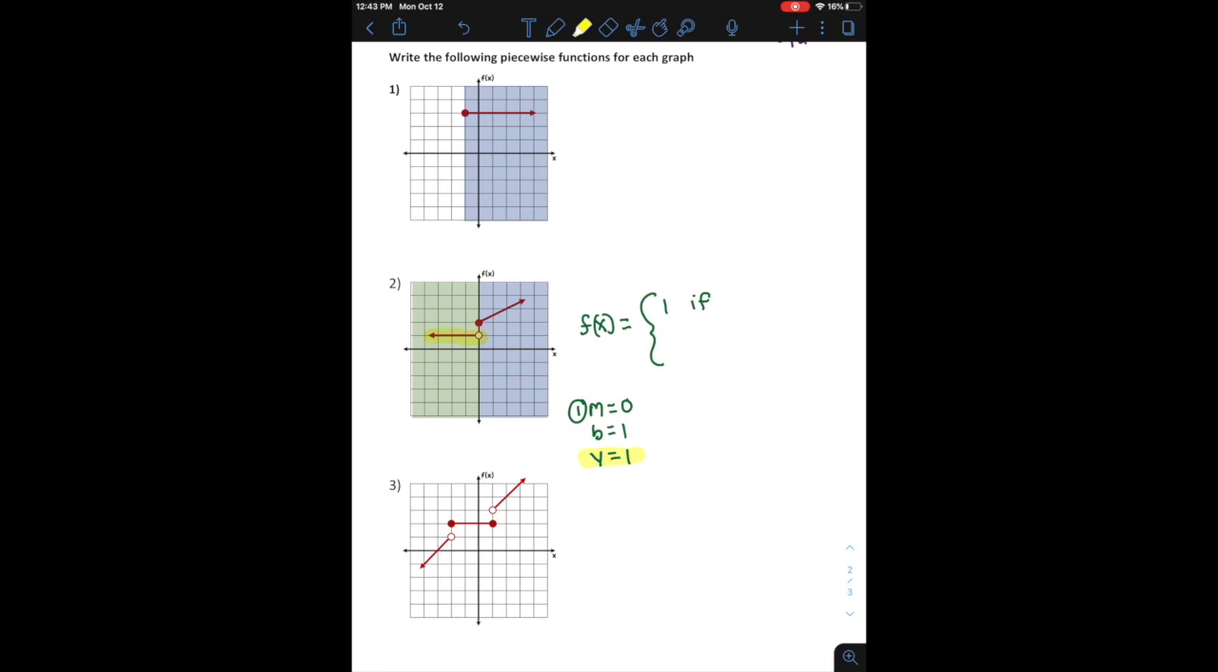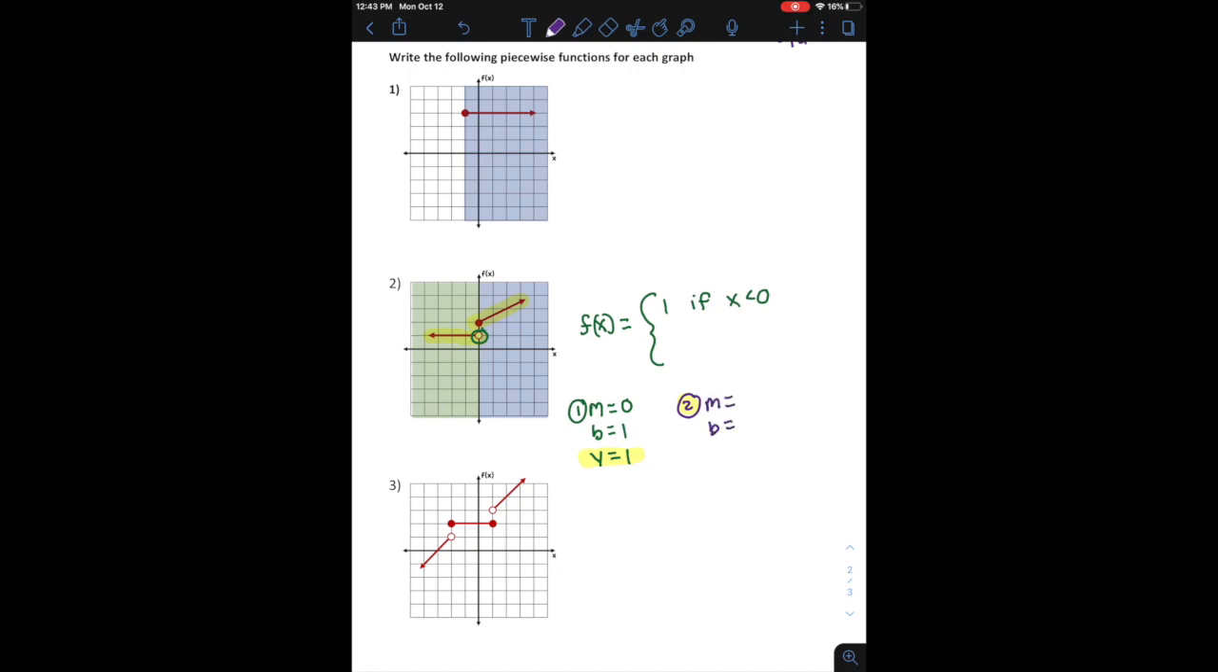If you take a look at the x-axis, what x values are in that green section? 0 and all the numbers less than it. Since we have an open circle here, we're going to say if the x values are less than 0, since it's not included. Let's now take a look at the second piece, the one towards the right.